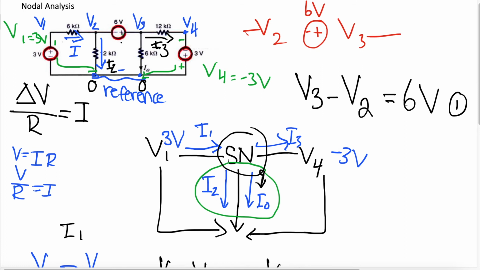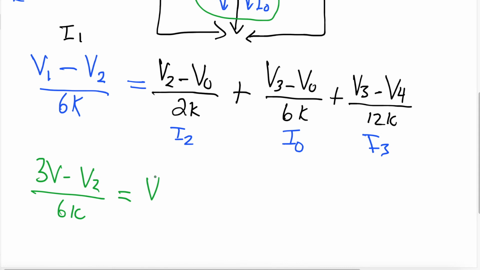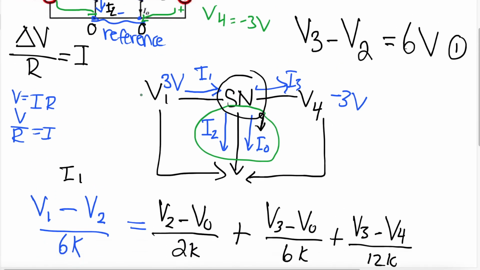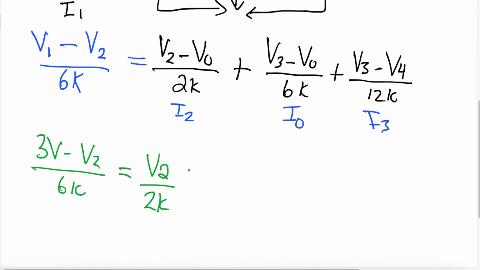V2 and V3 are unknown to us because they're connected to each other and the voltage source is not directly connected to a reference node. Knowing that, we can write V2 over 2K. The reason I'm not adding the minus V0 is because it's 0. The reference node is always going to be 0, so it's essentially V2 minus 0, and we don't need to add that. Then V3 is also unknown to us, and we don't need to add the minus V0 because V0 is equal to 0 volts, as it's the reference node.